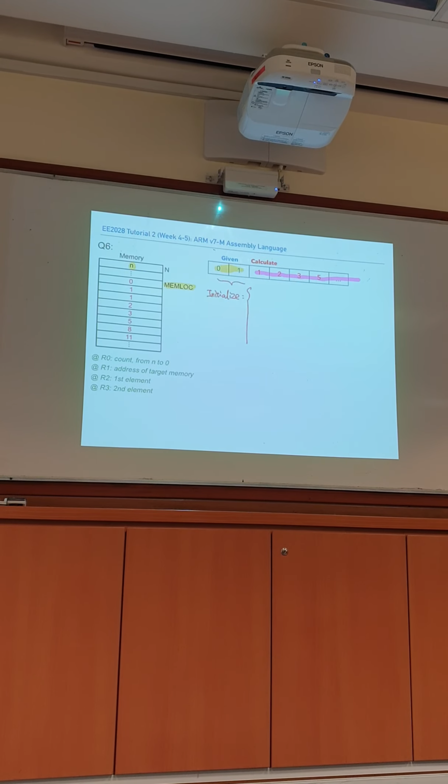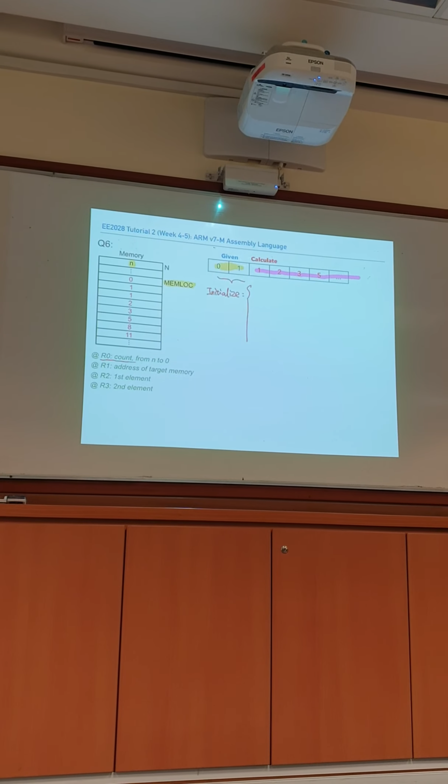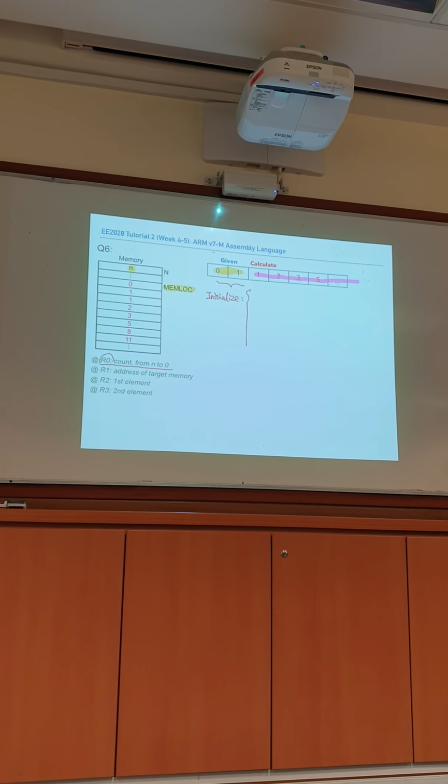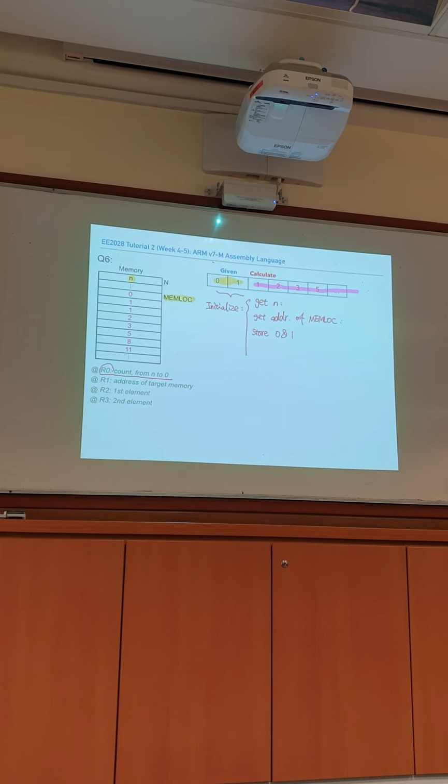So you can do whichever one first. So let's say we take out small n first. I use R0 to store my n. Okay, so get n. That's the first step. Let's not go to the instruction first. So you need to get n, you need to get the address of memlog, and you need to store the even 0 and 1 into memory. What else?